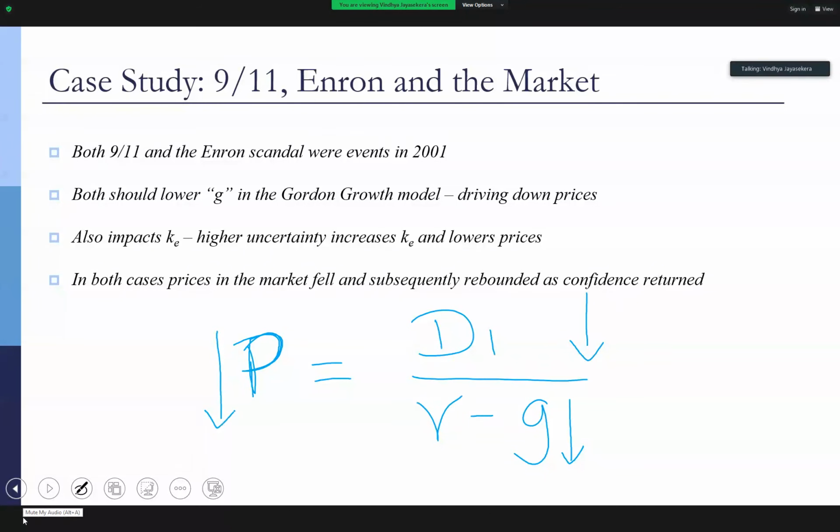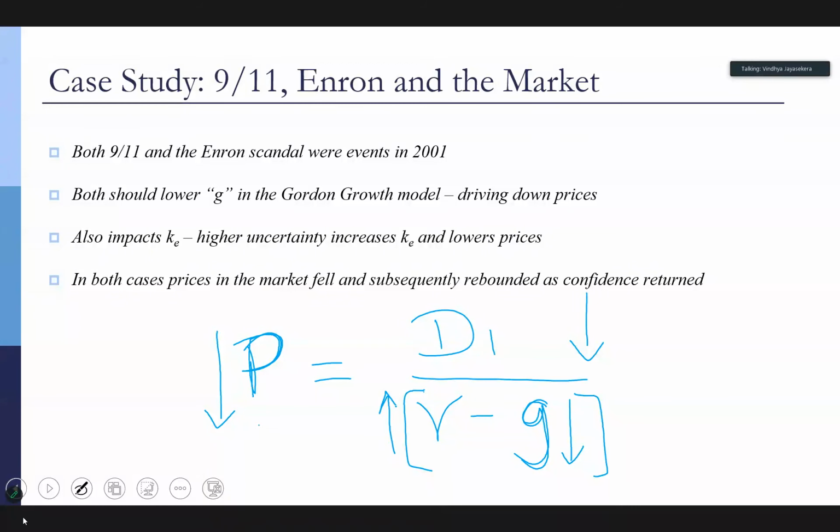So your D1 comes down, which means the numerator coming down brings your P down. Plus the growth rate comes down. So the growth rate coming down impacts the R minus G, because then the R minus G increases, right? So then what happens? The gap increases. So R minus G goes up. So therefore, when your denominator goes up, what happens? Price again comes down.